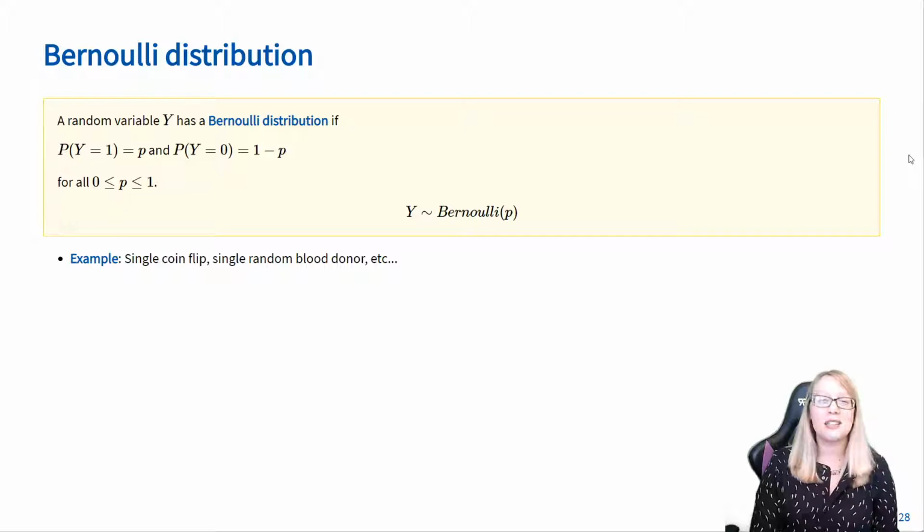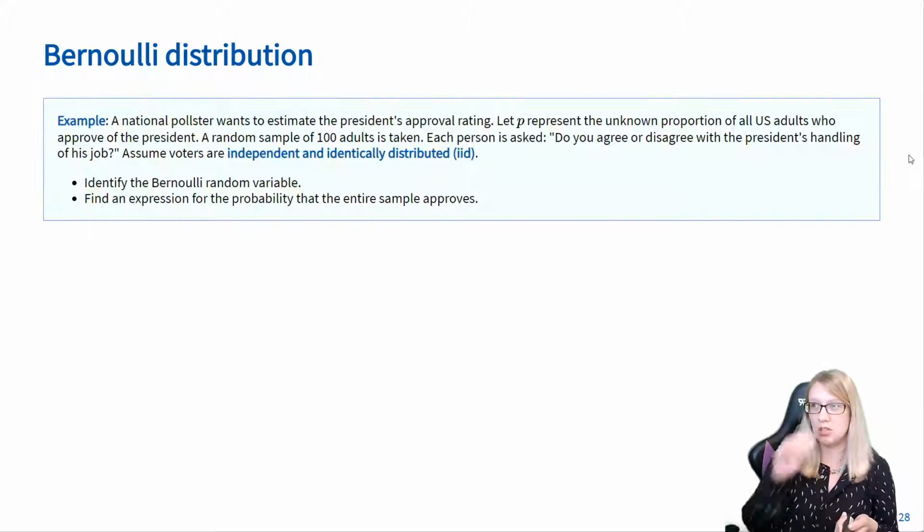Examples, things like a single coin flip, whether it's heads or tails, a single random blood donor, whether they're O positive or not, etc. Anything with a binary outcome, one trial, can be modeled using this Bernoulli distribution.